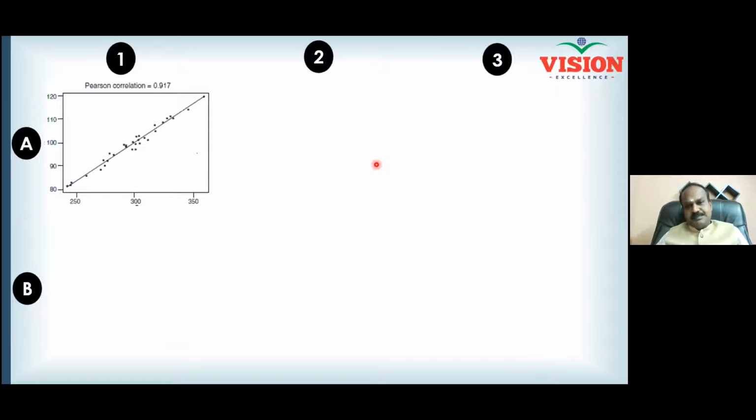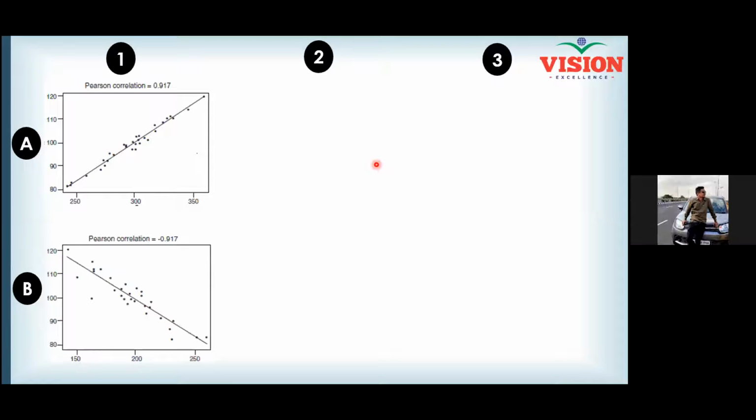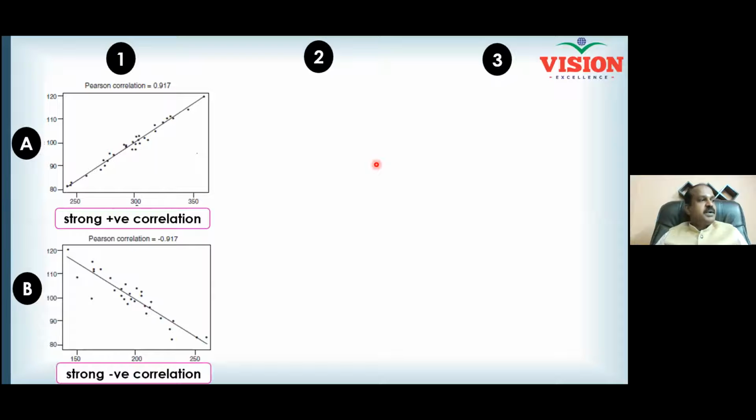Now this diagram, tell me what kind of relationship is here? Is the relationship positive or negative? Positive. Strong or weak? Strong. Okay. And the second diagram? Negative. Strong negative. Strong positive, strong negative.